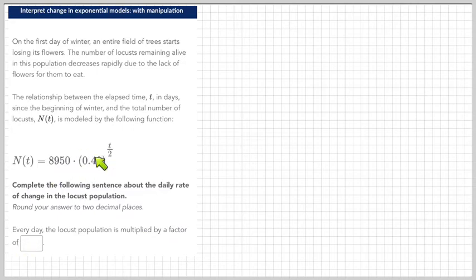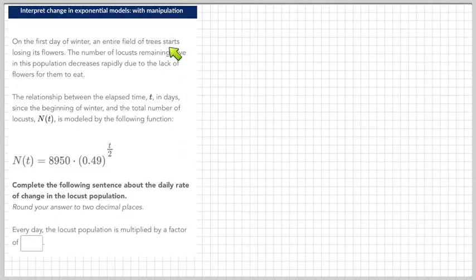Now, this is the factor, right? This is the factor, 0.49, but it's being raised to the 1/2. So, well, what is the factor actually on day 1? And what is the factor actually on day 2? Make a table of like 3 values first and see if you guys can do it yourself before I do it. This is a manipulating type of problem, okay?